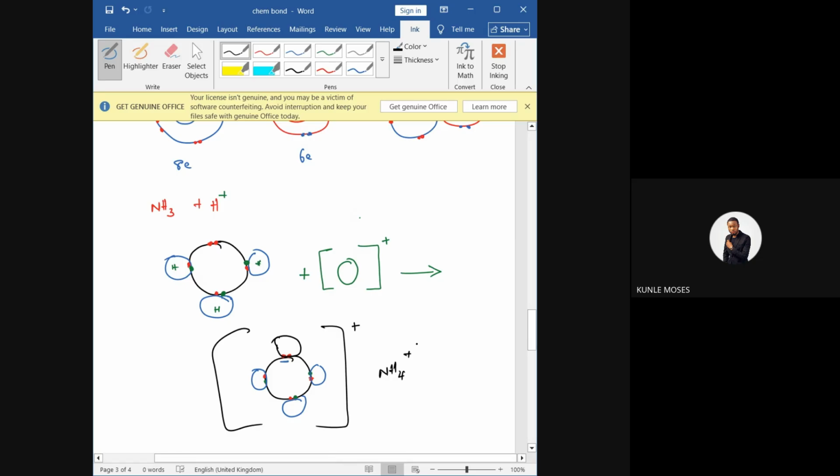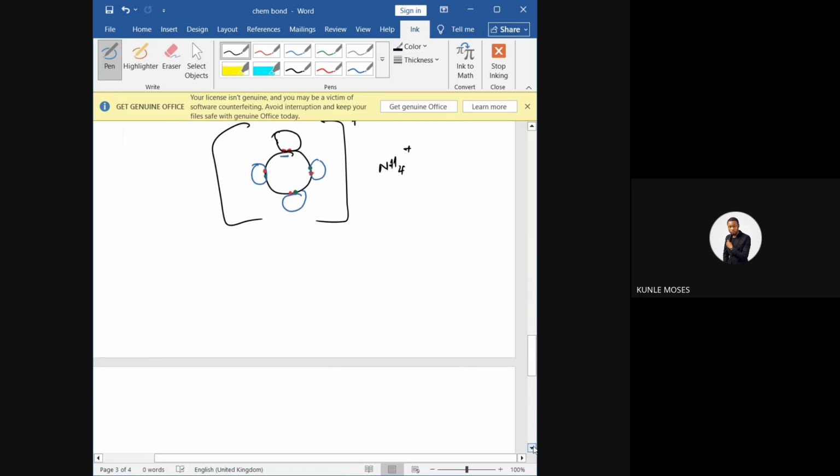So I hope you guys understand dative bond or coordinate covalent bond now. It is very simple. So let's quickly move to another thing. After the class, just go and be practicing questions. You can check ammonium chloride, there are different examples of coordinate bond. You can do it yourself. It is very, very simple.